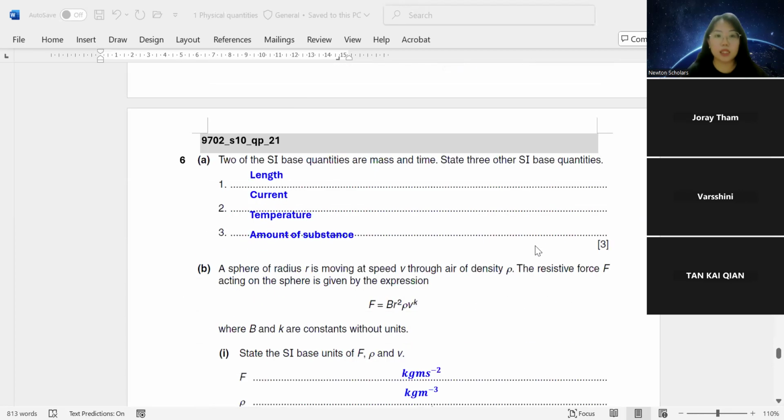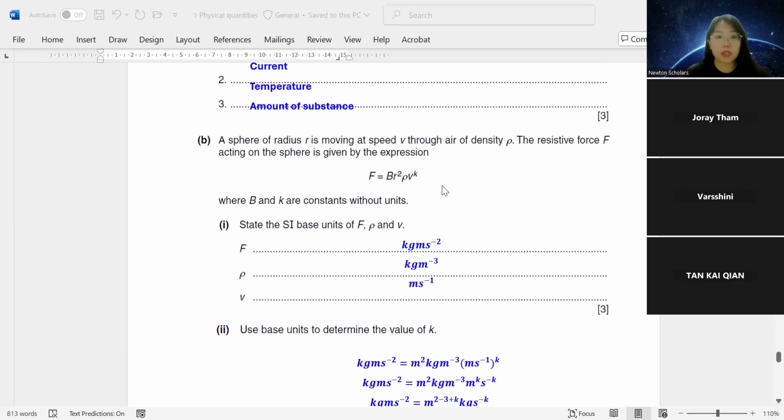Number 6, 6A. SI base quantity. Do you still remember I taught you how to memorize it? 1 kg mass, MASK. From there, we remember the 5 base quantities: mass, time, length, current, temperature. Amount of substance will actually be in Year 13. So right now we focus on the 5 base quantities.